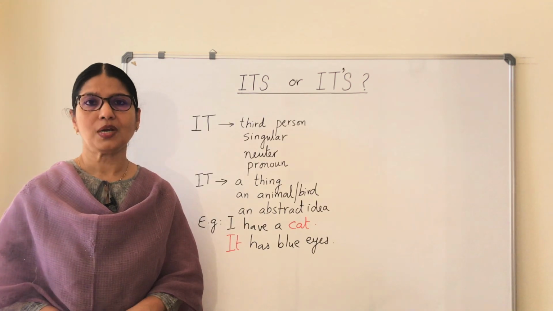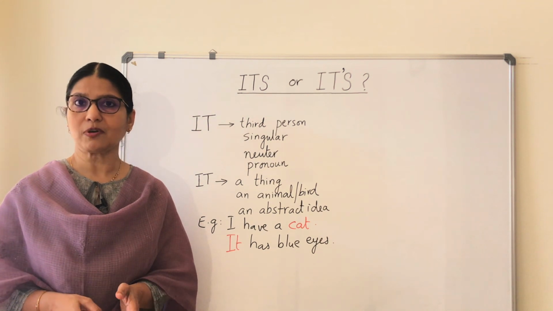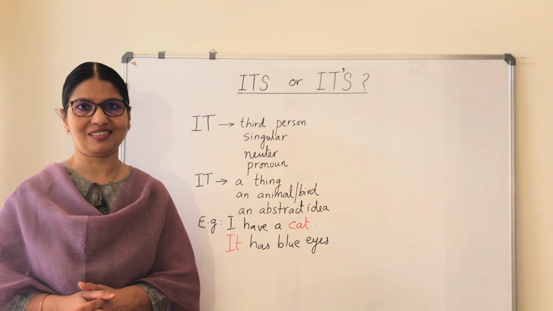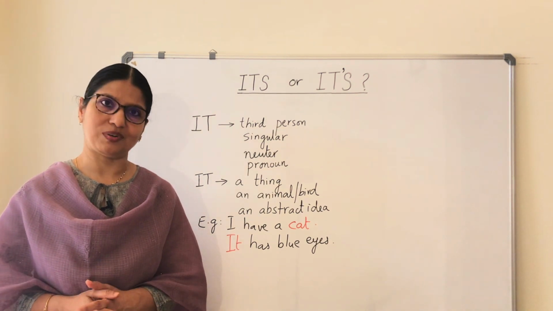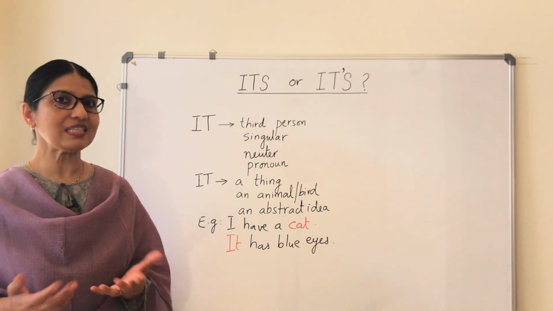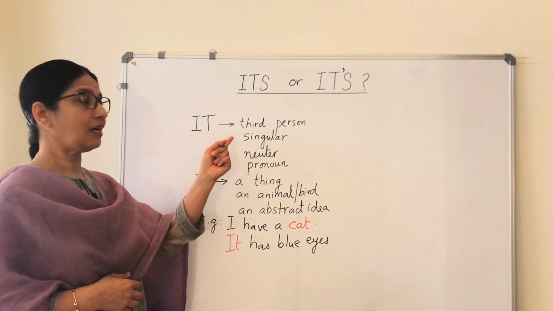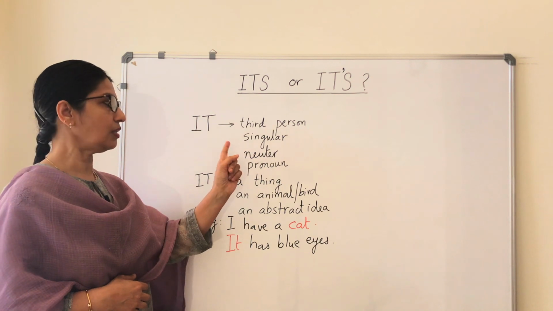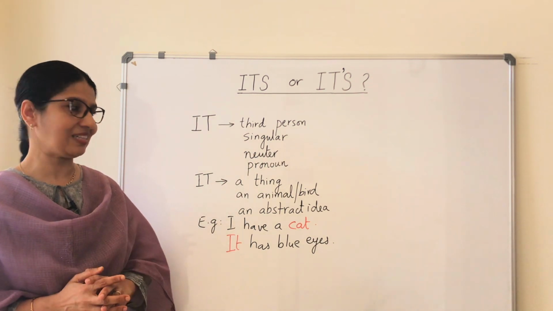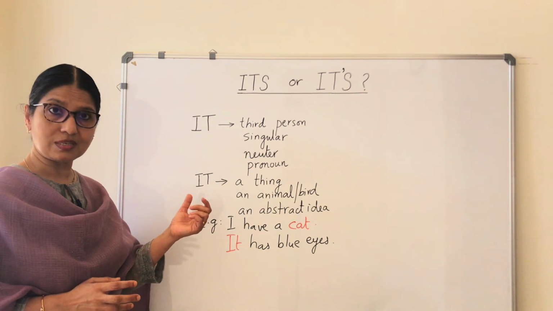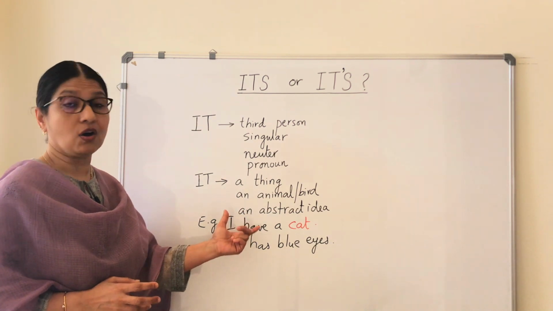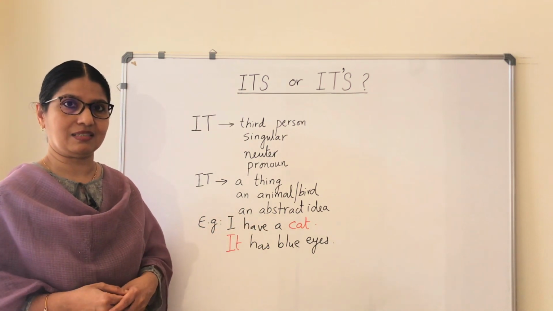As I told you, mixing up its without an apostrophe and it's with an apostrophe is an extremely common error. So we need to break them down. Let's start with the word it itself. What is it? It is a third person singular neuter pronoun. I'm sure that you are aware of that. And it is used instead of a thing, an animal or a bird, or an abstract idea.